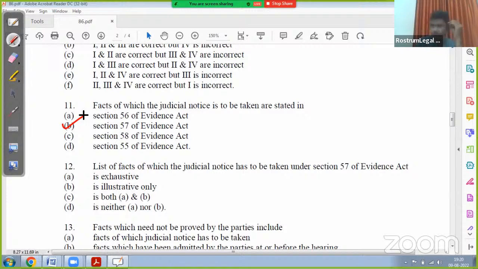Question number 12. What should be the correct answer? List of facts of which the court can take the judicial notice under section 57 of Indian Evidence Act is exhaustive, illustrative, both A and B, and neither A nor B. What should be the correct answer? Question number 12. So its correct answer is option B. It is illustrative only. Next question.